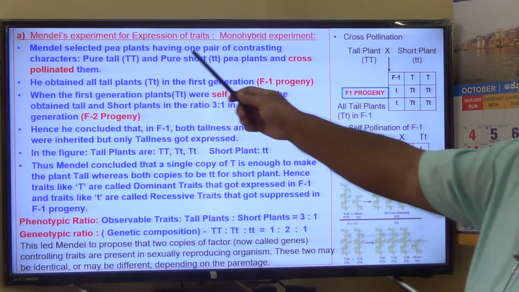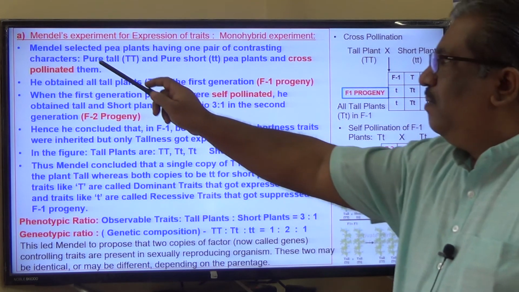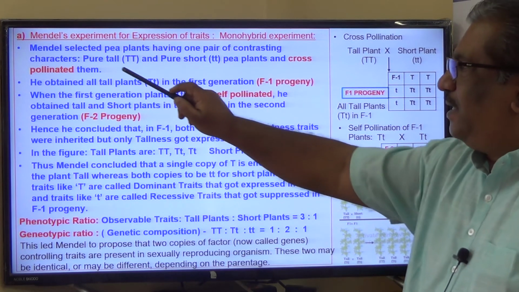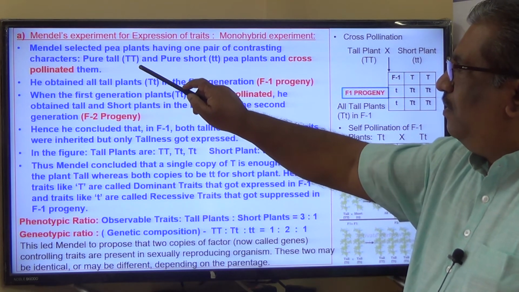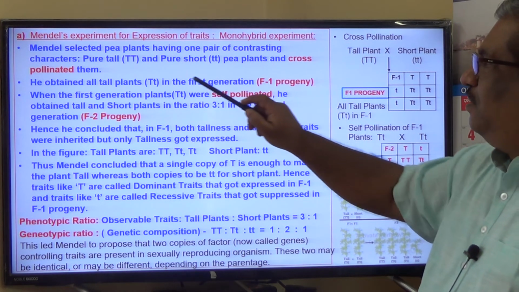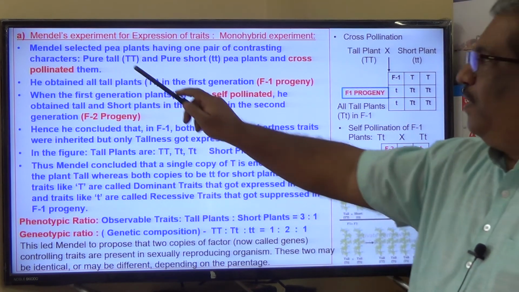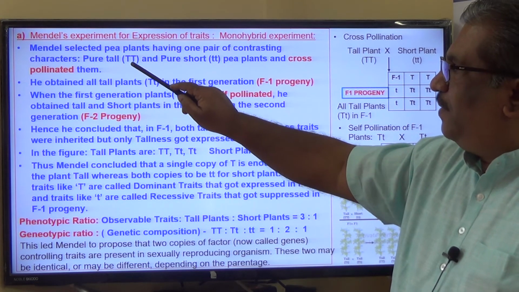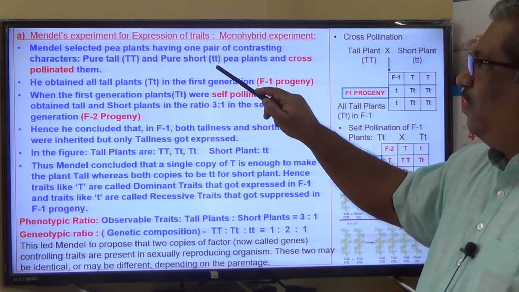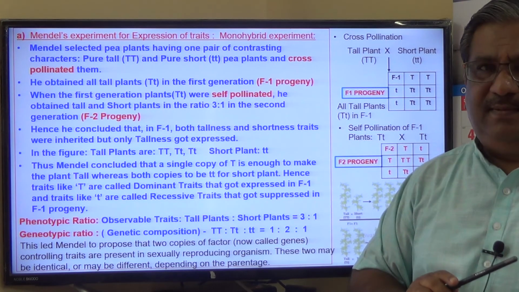So let us see Mendel's monohybrid experiment. What did he do basically? Mendel selected pea plants having one pair of contrasting characters, pure tall and pure short, and he cross-pollinated them. He considered two plants. Pure tall is represented by capital T, T, and pure short is represented by small t, t. And these two plants are cross-pollinated.